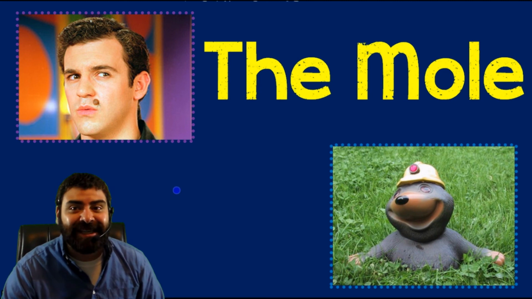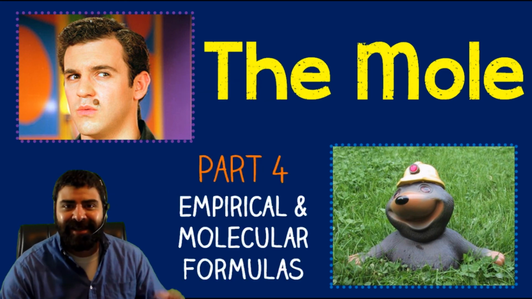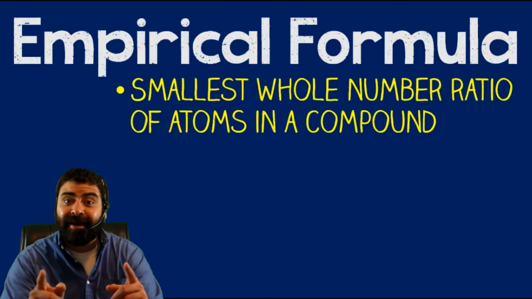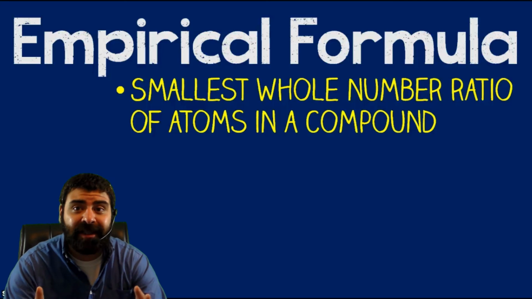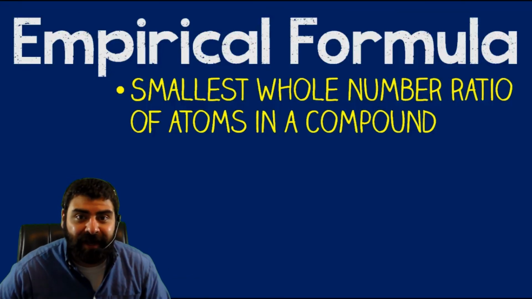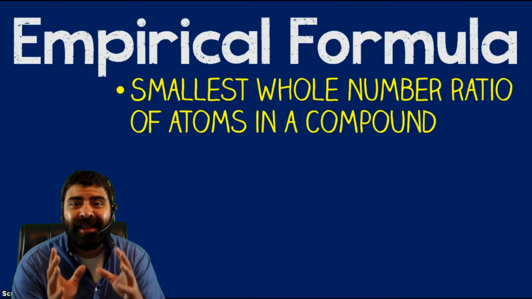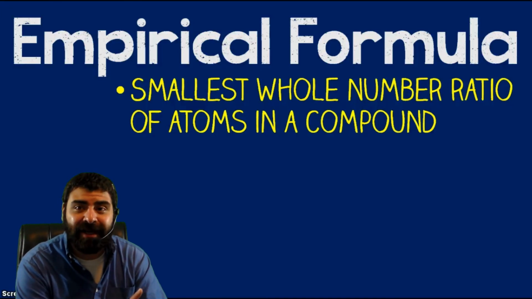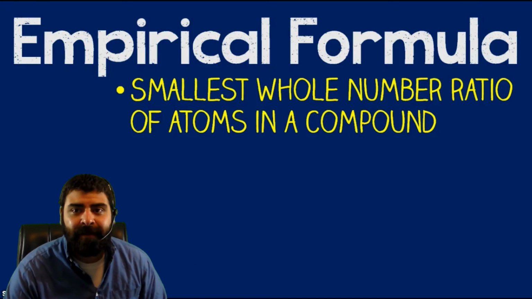Today, we're going to be taking a look at the empirical and molecular formulas. So let's take a look. Empirical formula is defined as the smallest whole number ratio of atoms in a compound. Empirically, it tells us what the smallest whole number ratio is from one element to the others.